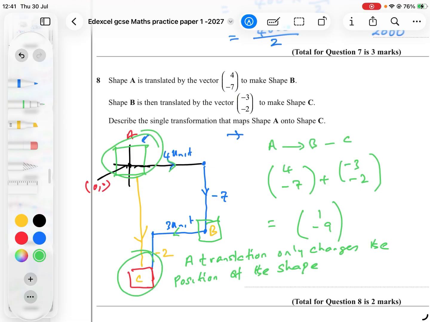When you look here, you are moving this way 4 and coming back 3, so it moves 1 unit to the right. Then it goes minus 7 and minus 2, altogether minus 9. So the single transformation is the column vector (1, -9). This is the answer. Thank you.